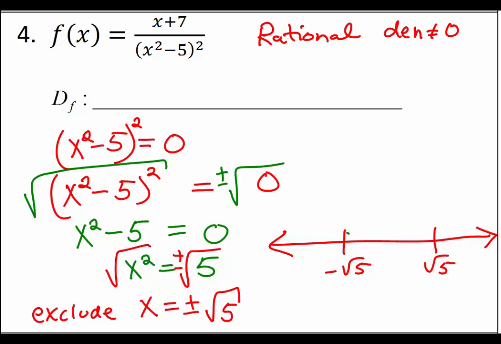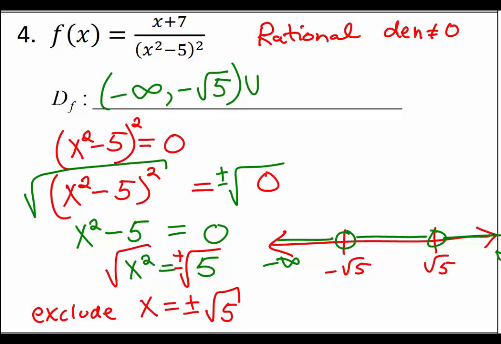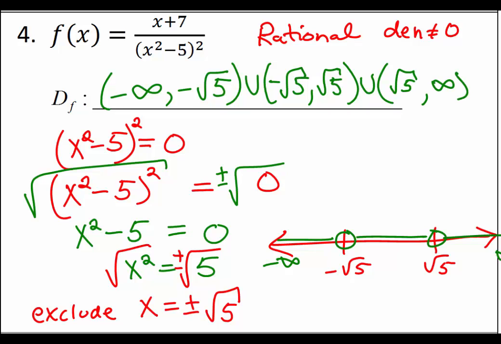I'm going to put them on the real number line, put open circles above them. I'm going to highlight everything in between and everything on either side. So my domain would be from negative infinity to negative square root of 5, open parentheses on both. And then from negative square root of 5 to positive square root of 5, so in between those two values, open parentheses on both. And then union square root of 5 to positive infinity. So this would be my domain of this function.